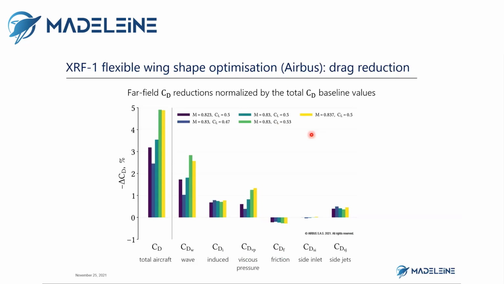So what you can see here on this graph is the different flight conditions included in the problem, one color per flight point. On the left-hand side, we have the overall total drag reductions achieved by the optimization. They range between 2.4% up to around 4.7%, depending on the flight conditions. And when we look at the breakdown, we can see that most of it comes from wave drag reduction and then a bit of induced drag and viscous pressure drag.